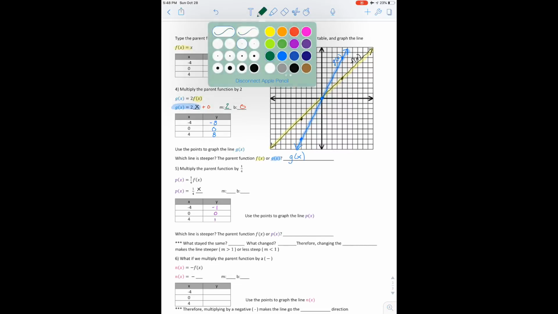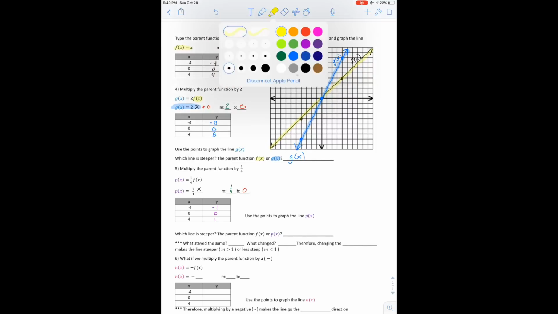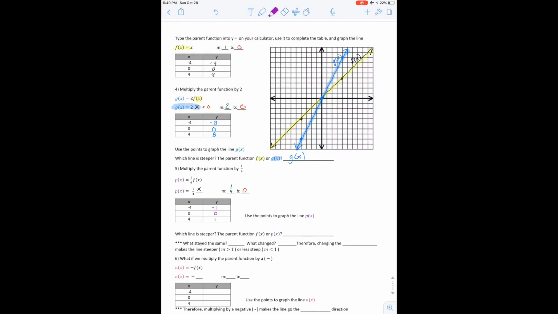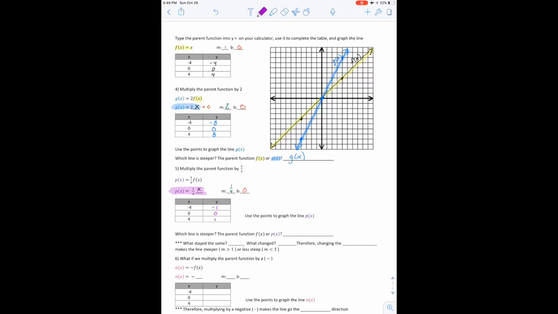So let's identify our slope real quick and our y-intercept from our equation. So the slope is 1/4, the y-intercept is 0. All right, I'm going to use purple highlighter this time. So p of x equals 1/4 x. And we're going to graph this line. So plotting these points, I've got the point -4, -1, 0, 0, and then 4, +1. So take your ruler, draw your line, go ahead and draw it from edge to edge of that graph.